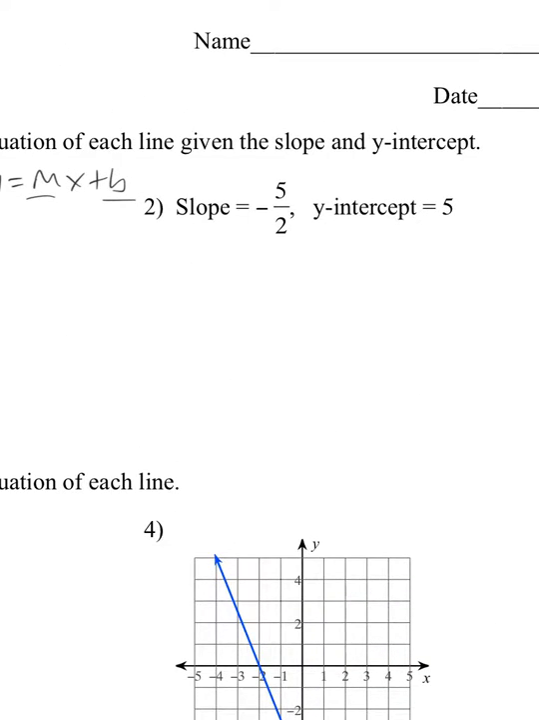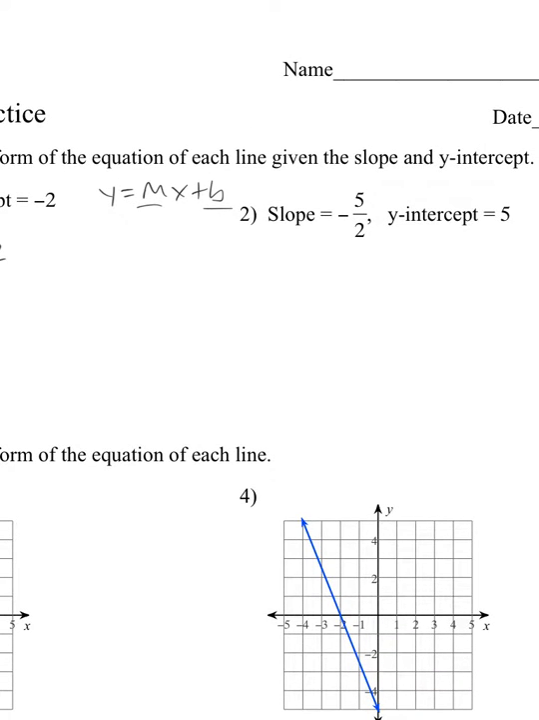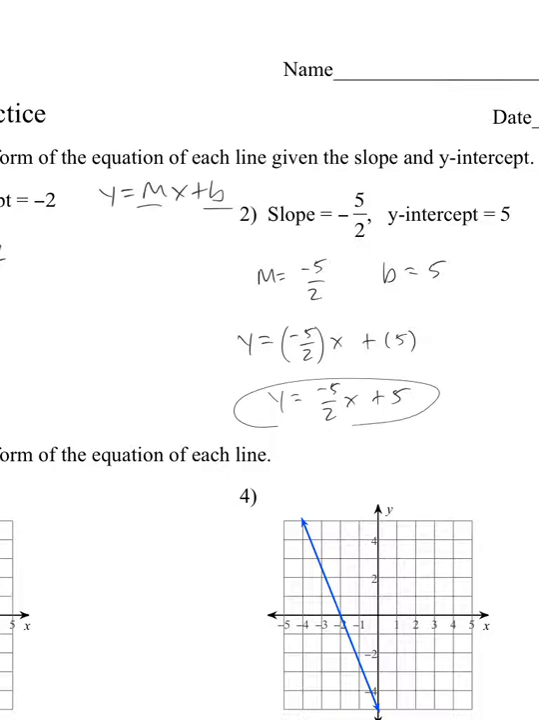Looking at the second example, still want to have our equation in there. The slope given here is -5/2. The y-intercept is +5. So again substituting, m is -5/2, substitute that for m, and substitute 5 for b. So y equals -5/2 x plus 5. That is our slope-intercept form.